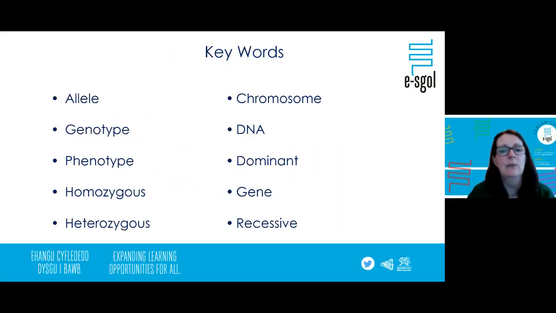Okay, so here are some of these keywords that you should be familiar with if you've been studying this particular section of GCSE biology. So let's have a look at them and then we'll have a go at giving them some definitions when we move on to the next slide. So we've got an allele, we've got genotype and phenotype, we've got homozygous, and that can be two different versions. So we can have homozygous dominant and homozygous recessive. We've also got heterozygous, chromosome, DNA and gene. So let's look at these terms in a little bit more detail.